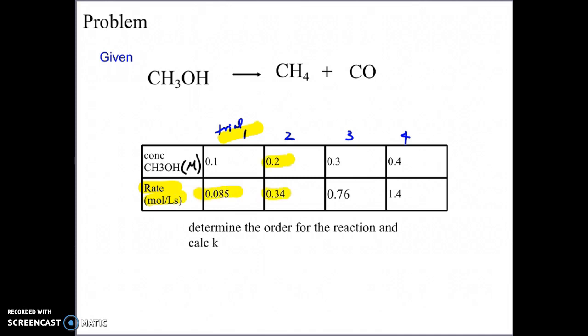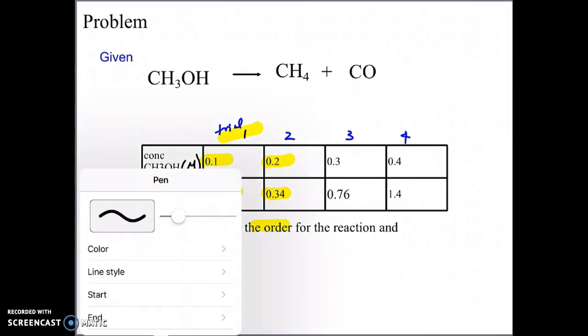We have various rates with various concentrations. So when we're doing the method of initial rates, we're going to take this data and compare it with another as a ratio to determine that rate law. You'll see here that it says determine the order and also the K for this reaction. So that's what we're going to do here today.